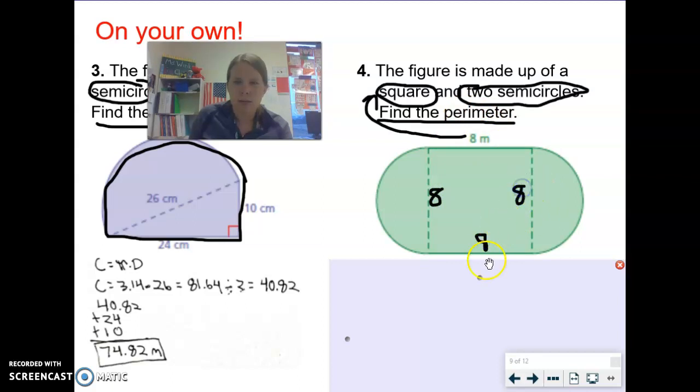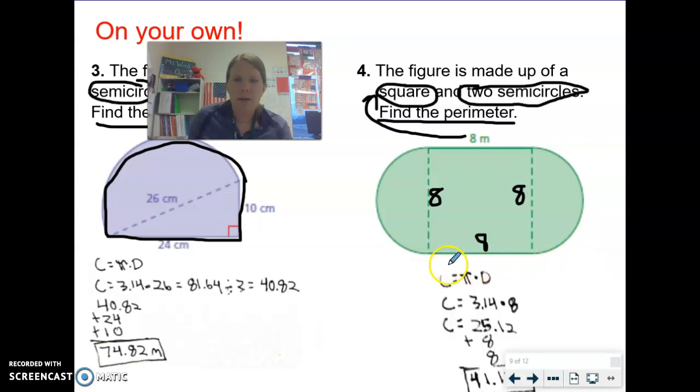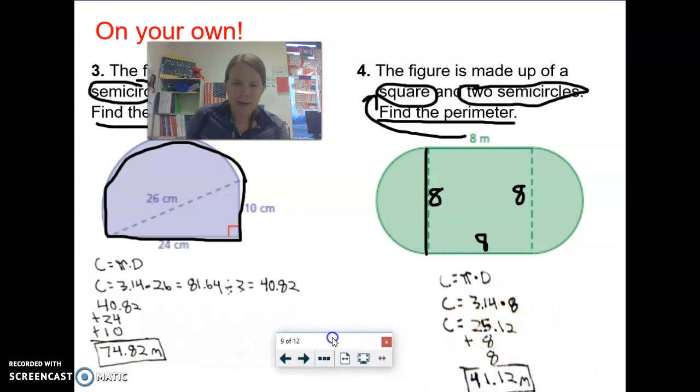Okay. So when I figure this one out, I'm looking at my circumference first. Now it is 2 semicircles. 2 semicircles makes one whole circle. So I can just use my circumference equals pi times diameter because, again, I'm given a diameter measurement that goes from one side of the circle to the other. So I'm taking 3.14 and I'm multiplying it by 8. Once I have that, I get 25.12.